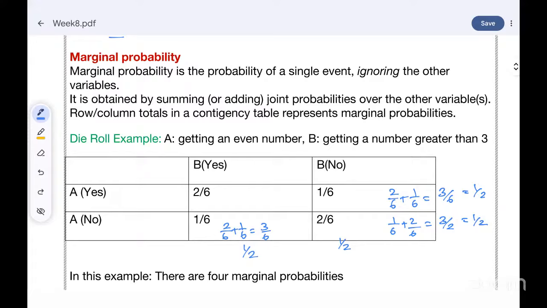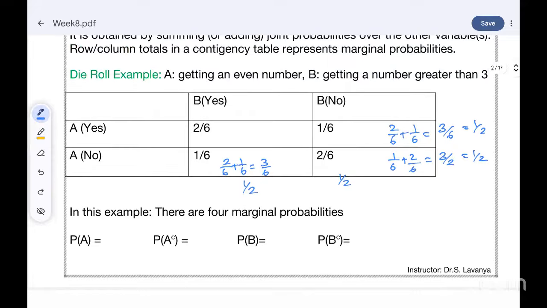Now, what is the marginal probability here? The marginal probability is the probability of just A. Here we know that A has the elements 2, 4, 6. So what is the probability of A? 3 by 6. That you can see in the first column, first row sum. The first row sum gives you this probability.